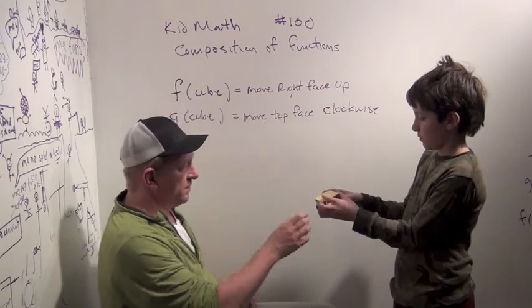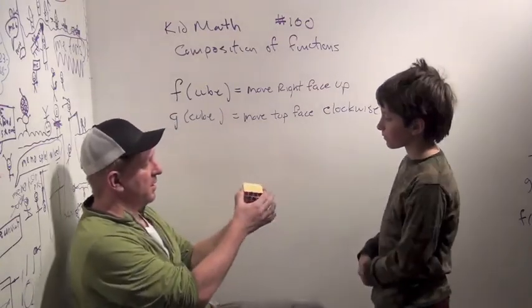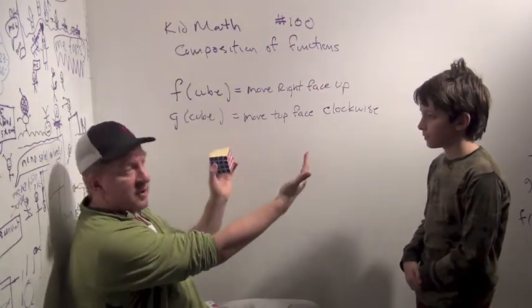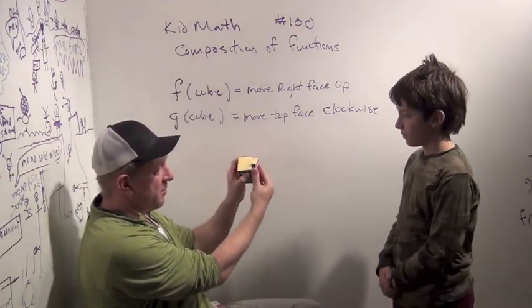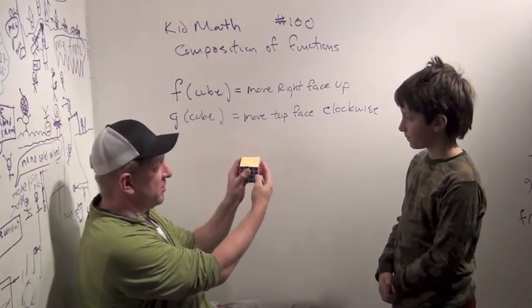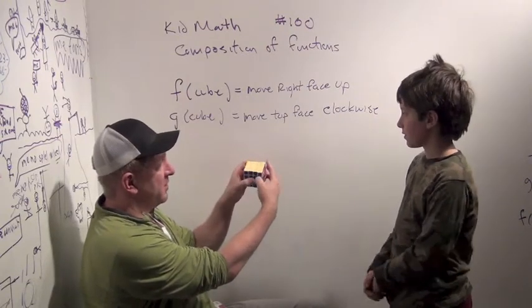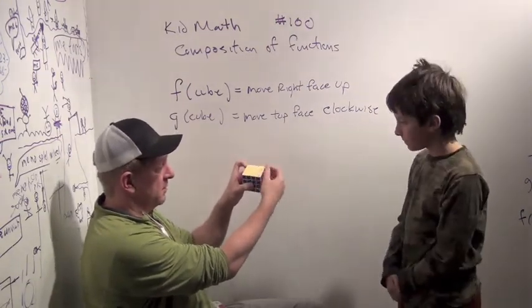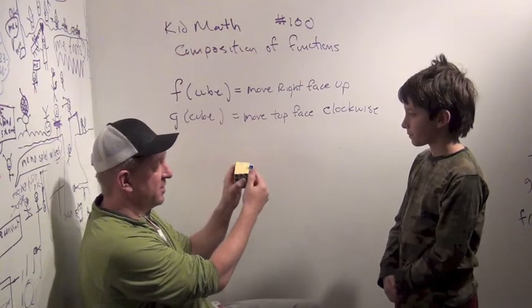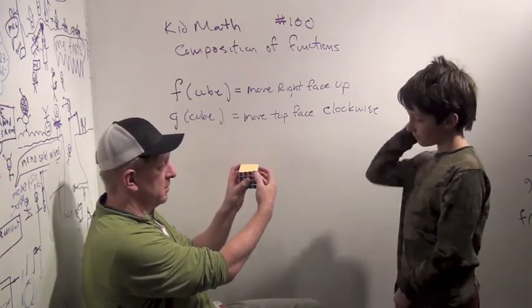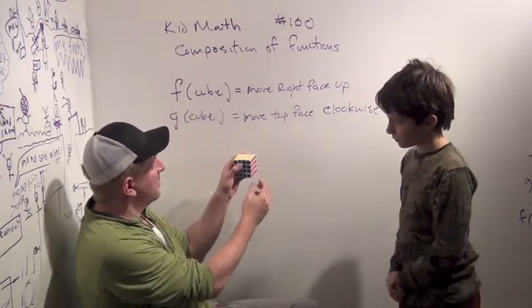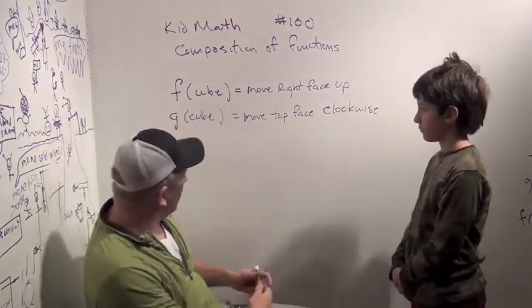Right's over here. Hopefully this is right on camera. So f moves the right face up, and g moves the top face clockwise, like that, right? So in cube language, this is an R move, and this is a U. Awesome.